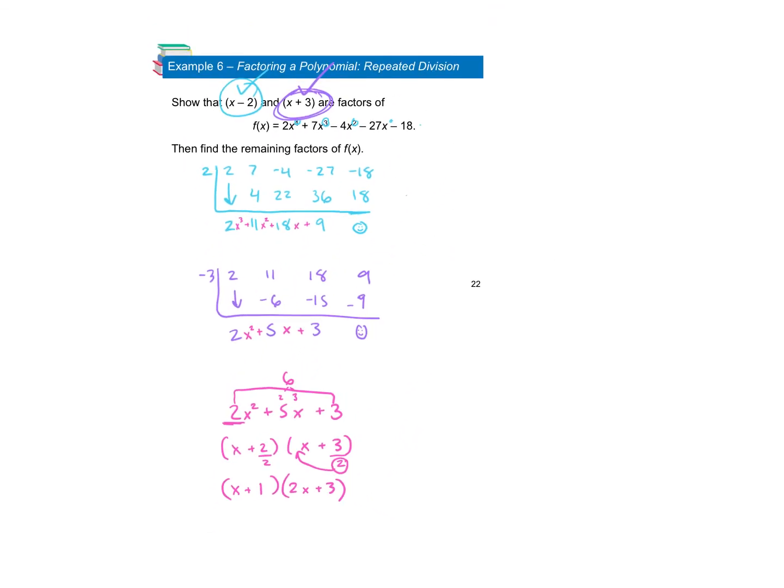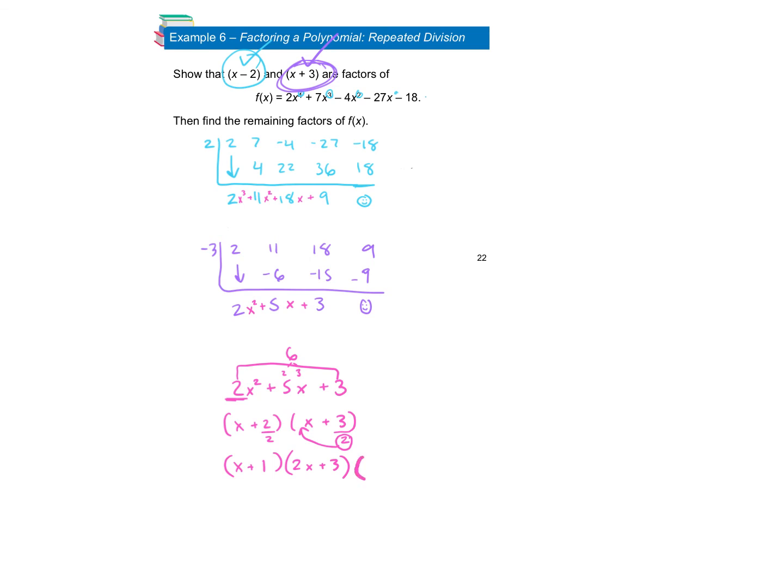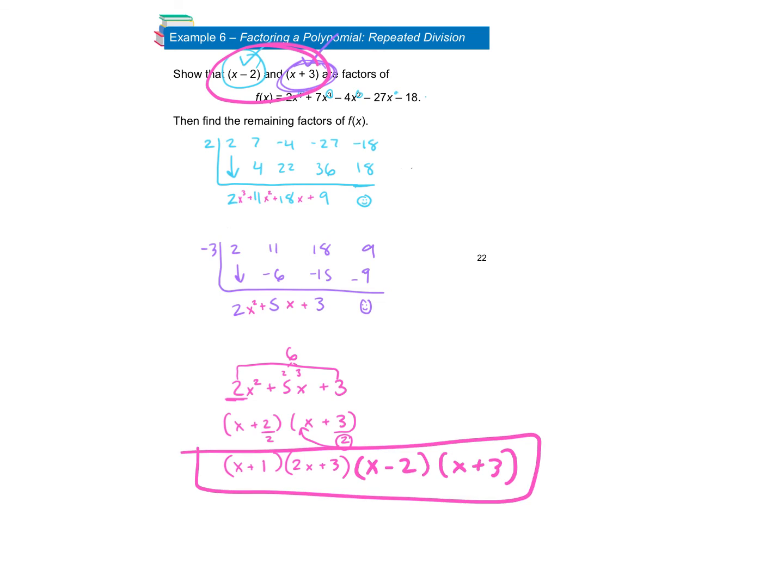So these are 2 more factors in addition to the 2 that I found in the beginning, or that I double checked in the beginning. So x minus 2 and x plus 3. That came from here. So these are my factors. You don't want to write x equals 1 and then like.